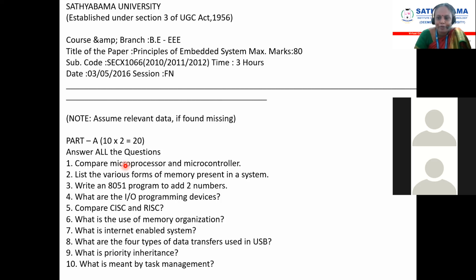In the microcontroller we have on-chip memory, but in the microprocessor we don't have on-chip memory. The microcontroller uses the Harvard architecture. That's why we have separate ROM and RAM memory.